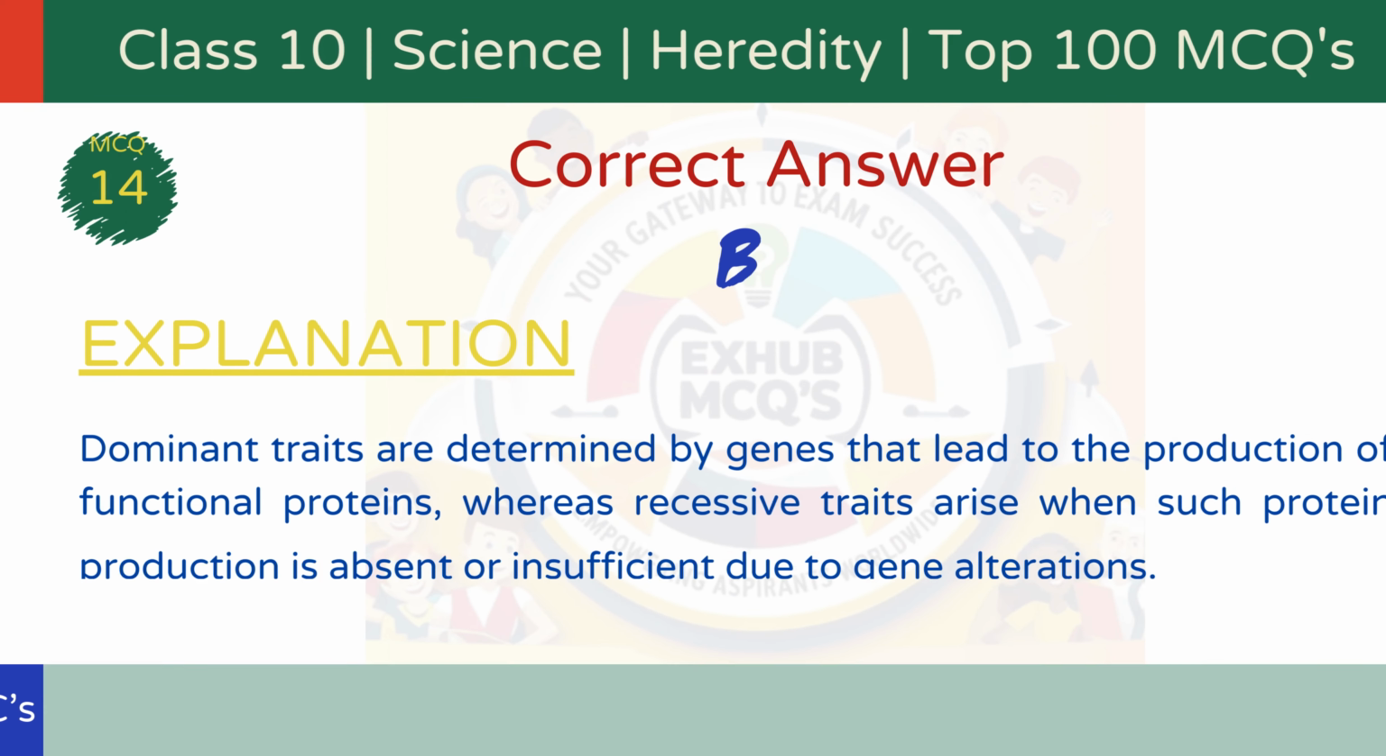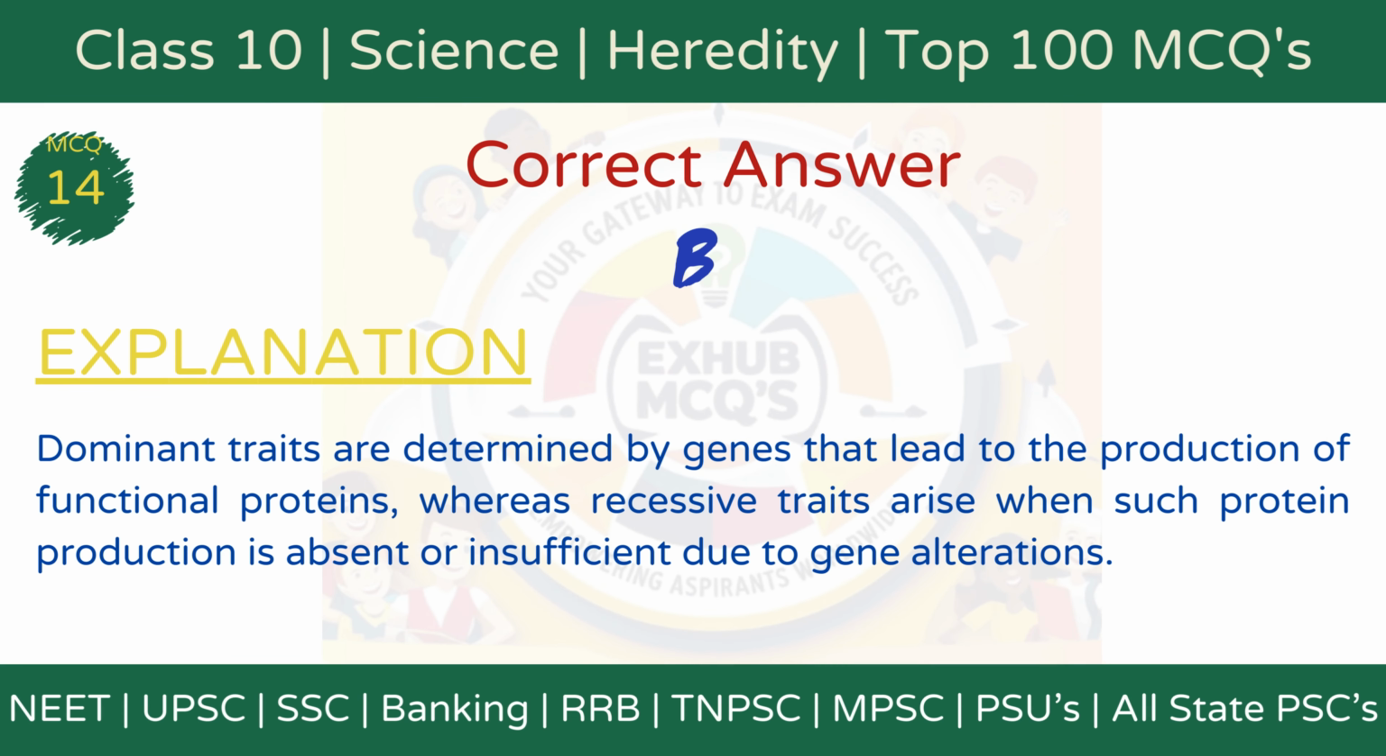The correct answer is option B, protein production. Explanation: dominant traits are determined by genes that lead to the production of functional proteins, whereas recessive traits arise when such protein production is absent or insufficient due to gene alterations.